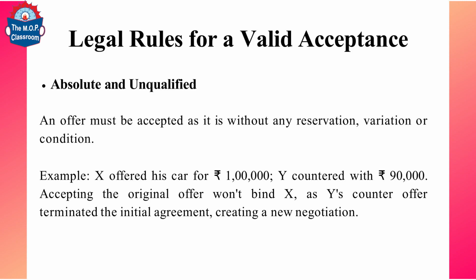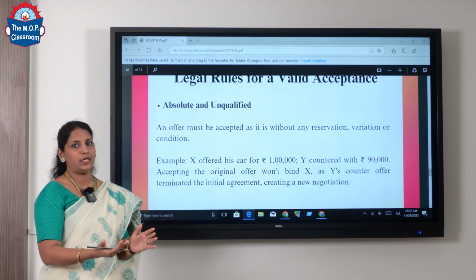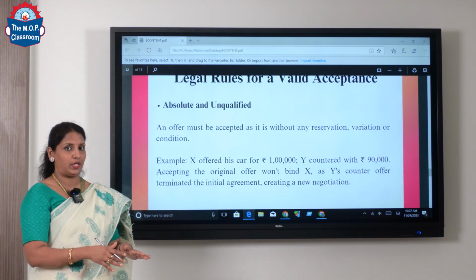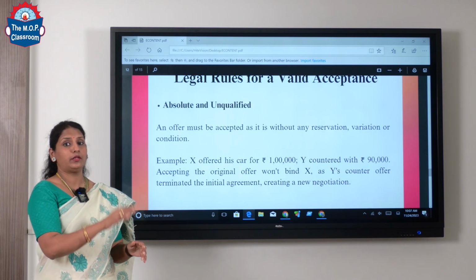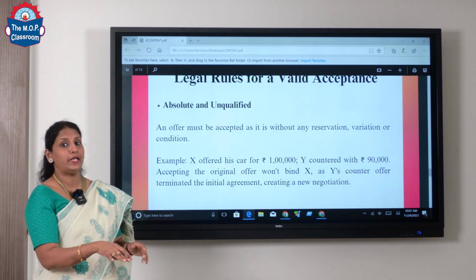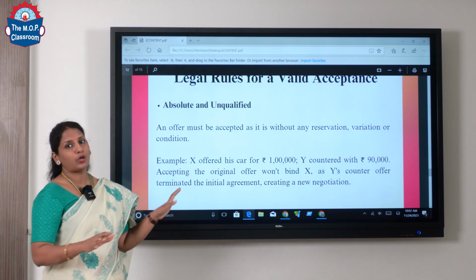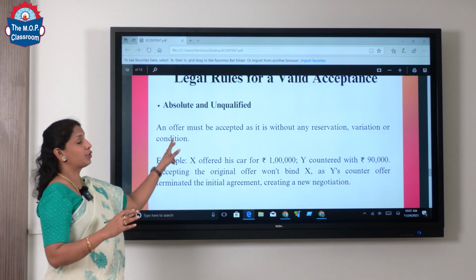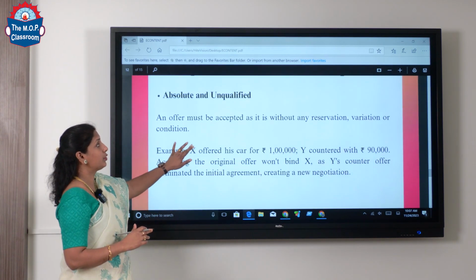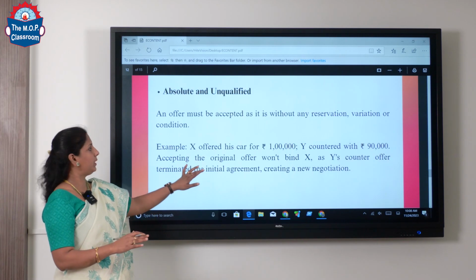Absolute means there should not be any discontinuance of the statement, and it should be free without any condition. When X is offering something and Y is accepting, Y has to accept in the same way X offered. When the car is being sold for 1 lakh, Y has to accept it only for that 1 lakh, and should not ask for the car at 90,000 or 80,000, which is called a counter offer, where he is laying a condition on it. That is not called an acceptance. So it should be absolute and free from condition.